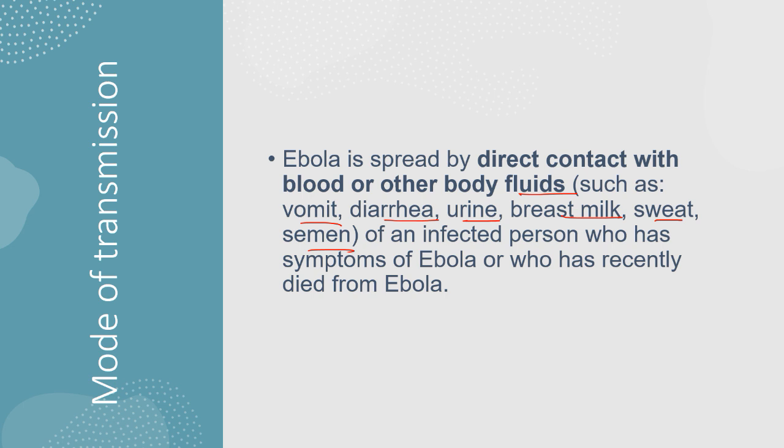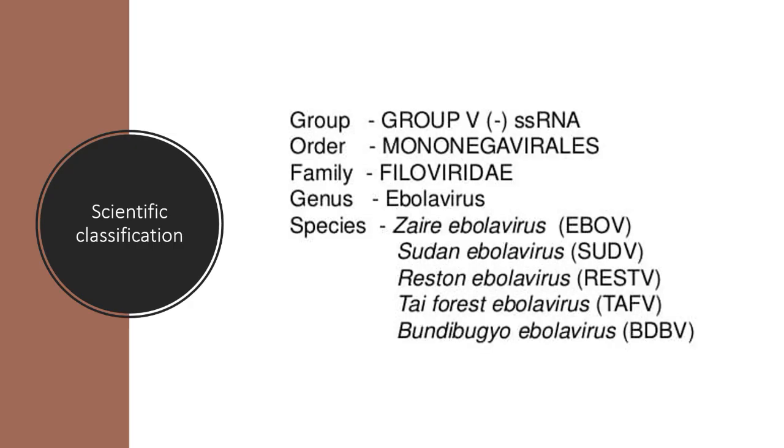So an infected person who has symptoms of Ebola, or who has recently died from Ebola, even a dead body is contaminating. It can be capable of contaminating others. What is the scientific classification of Ebola? It is known as group 5 as per Baltimore classification. It has a negative stranded or minus stranded RNA.